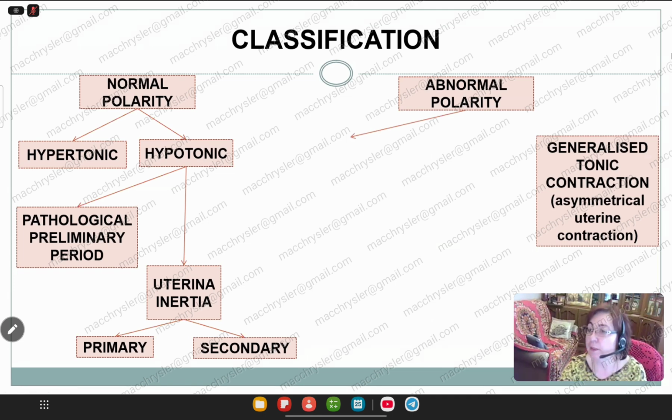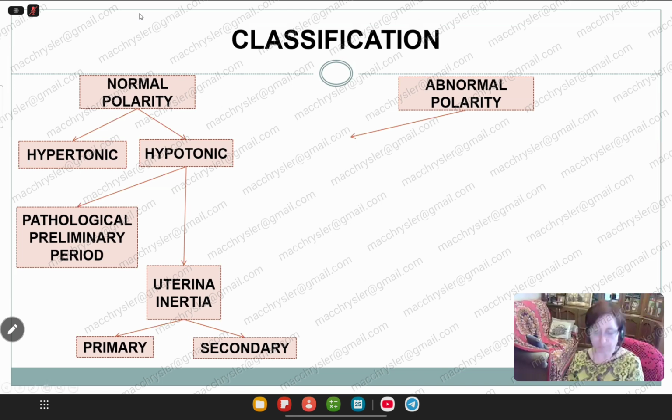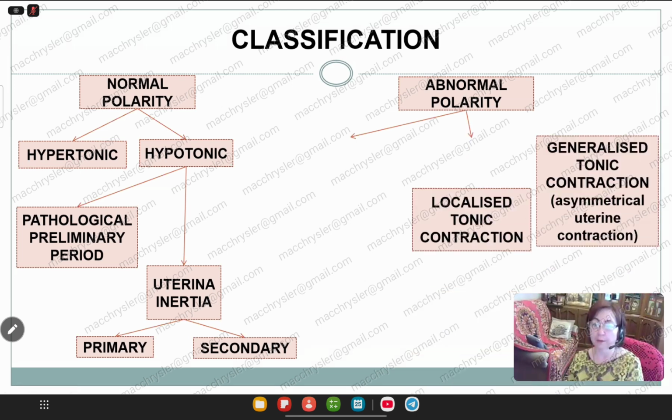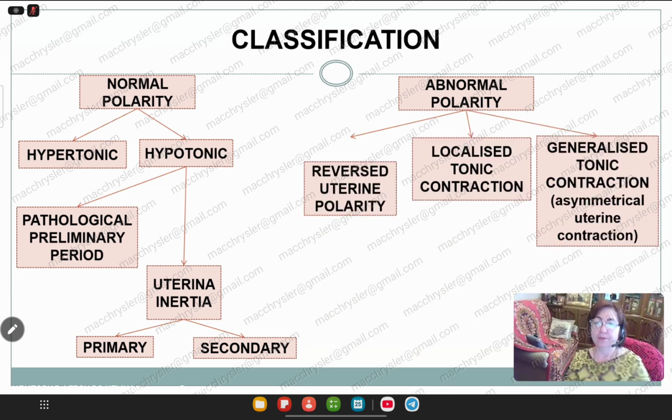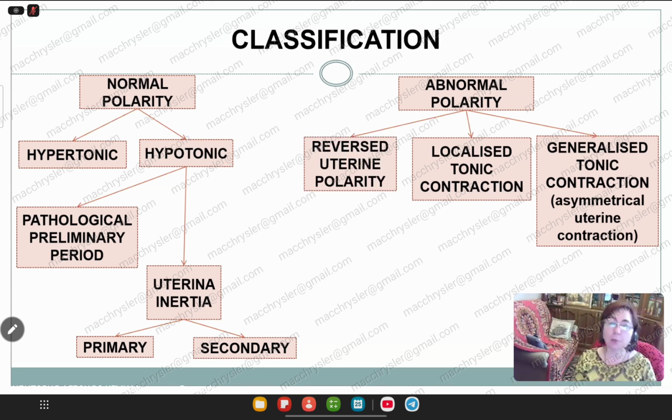Abnormal polarity is a really big problem for doctors. We have three main types of abnormal polarity. About the first, I already told a little bit: reversed uterine polarity. In that type of abnormal contractions, we have an upside-down triple descending gradient. The maximum strong contraction is in the lower segment. What do we have as a result of that? Who can say?